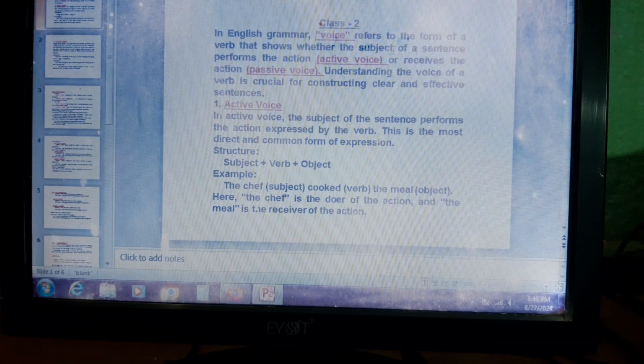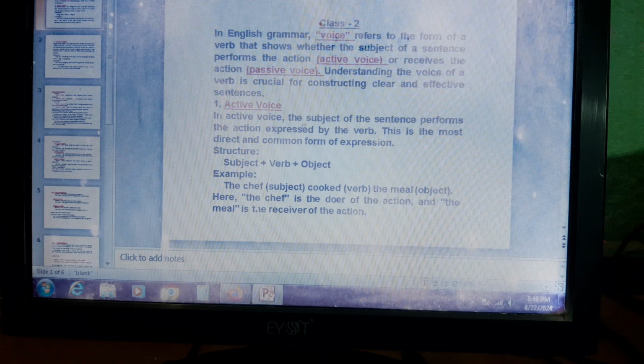Voice refers to the form of a verb that shows whether the subject of a sentence performs the action, that is active voice, or receives the action, that is passive voice. Understanding the voice of a verb is crucial for constructing clear and effective sentences. What is active voice?